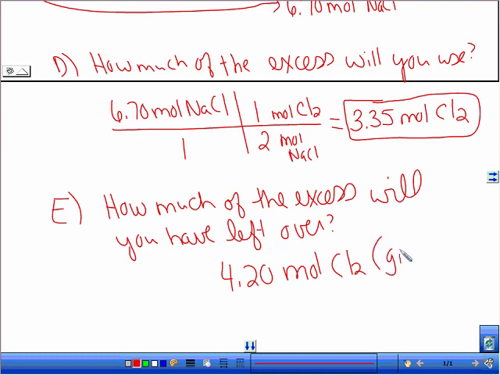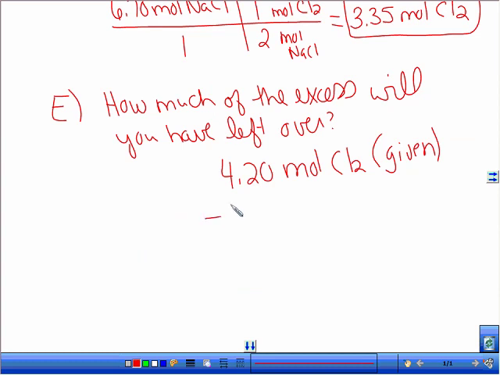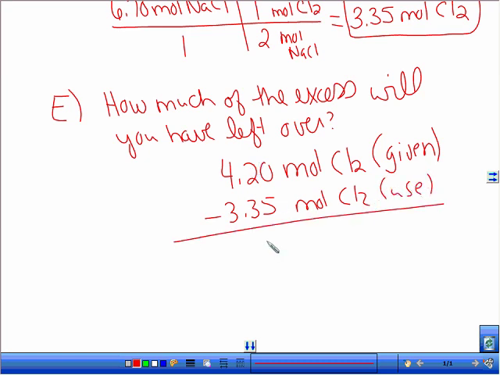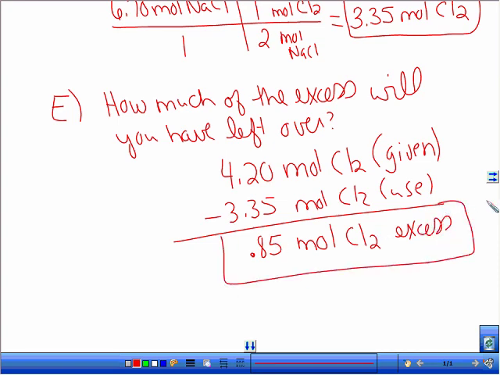This is your given. And you're going to use 3.35 moles of chlorine. That's how much you're going to use. And to find out how much is going to be extra, how much is going to be excess, how much is going to be left over, you're going to subtract. You're going to have 0.85 moles of chlorine as excess. That's how much is going to be left over. Okay? So that's the answer to that question.